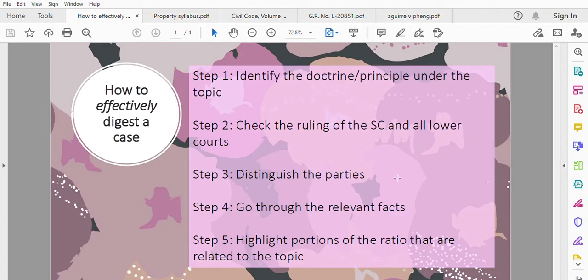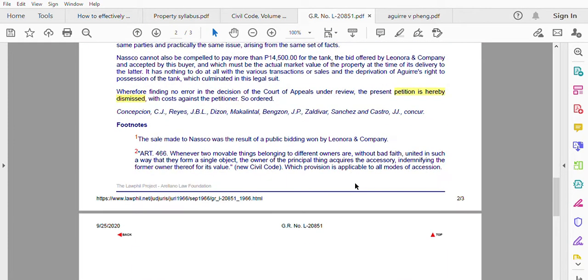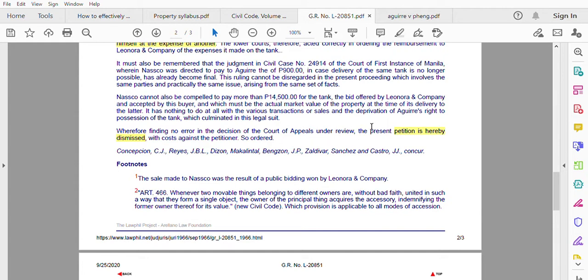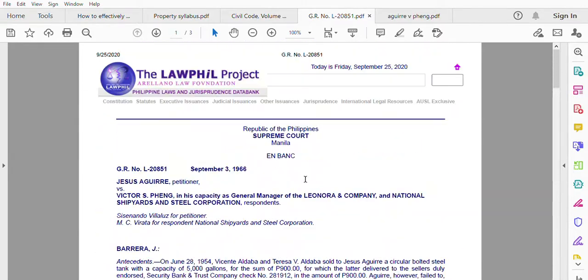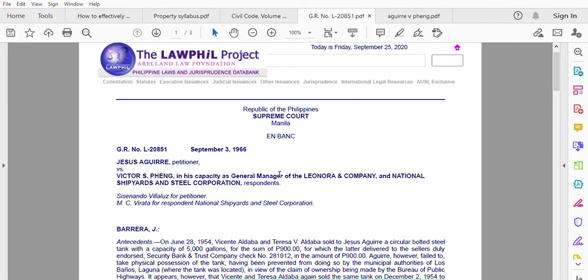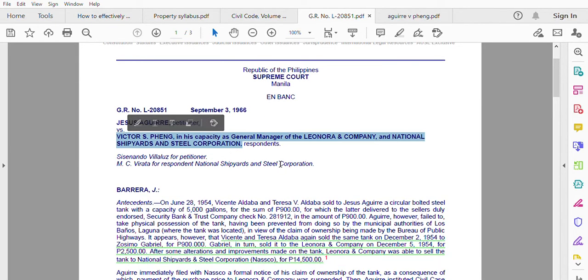Next, distinguish the parties. Going back to the full text, as mentioned earlier, the petition is dismissed by the Supreme Court. So who is the petitioner here? The petitioner in this case is Aguirre, and the respondents are Feng as general manager of Lenora and Company and NASCO. So you already have an idea as to whom the decision was made in favor of, which is the respondents in this case, Feng et al.